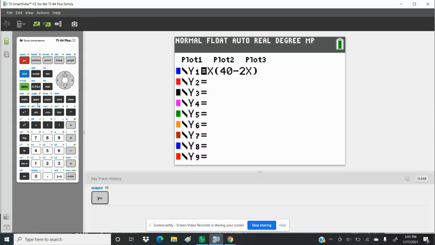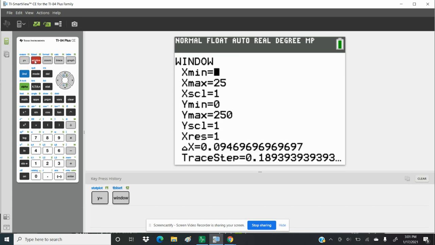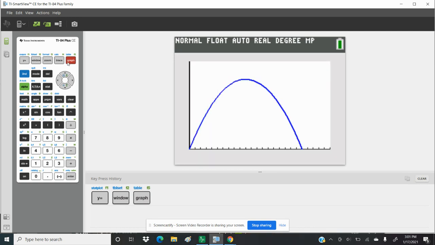So let's pull up the calculator. You're going to go to your Y editor. You're going to put this in your calculator. You're going to set your window, and I set my window X from 0 to 25 and Y from 0 to 250. And then you're going to graph it. You have this beautiful little parabola, and you want to find the vertex.